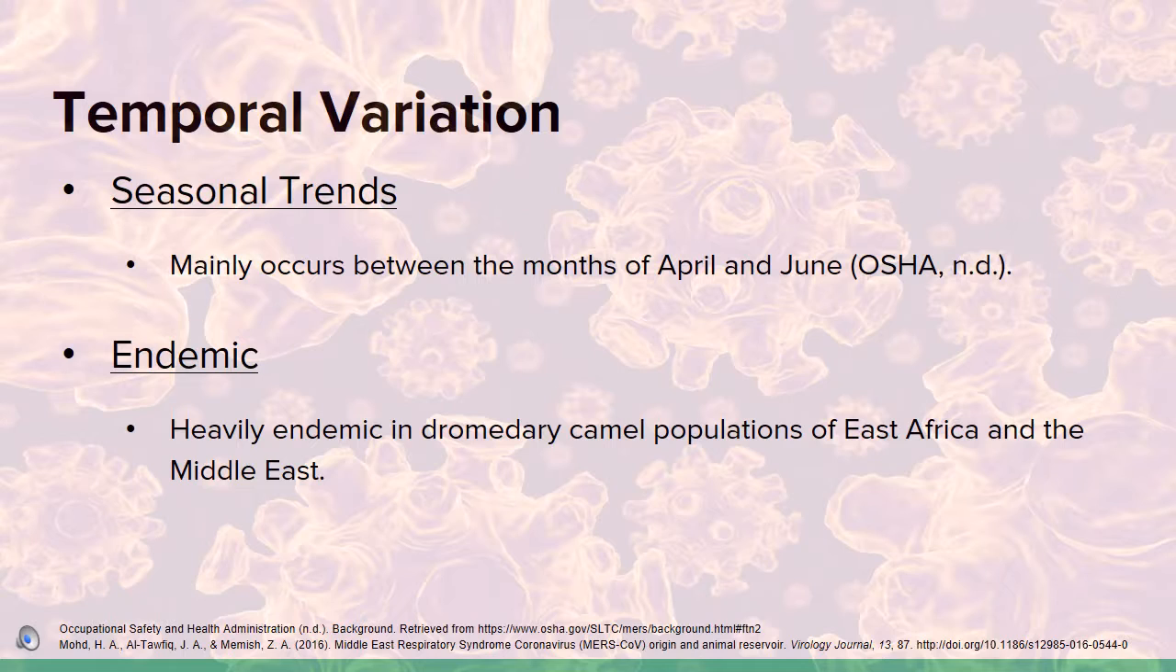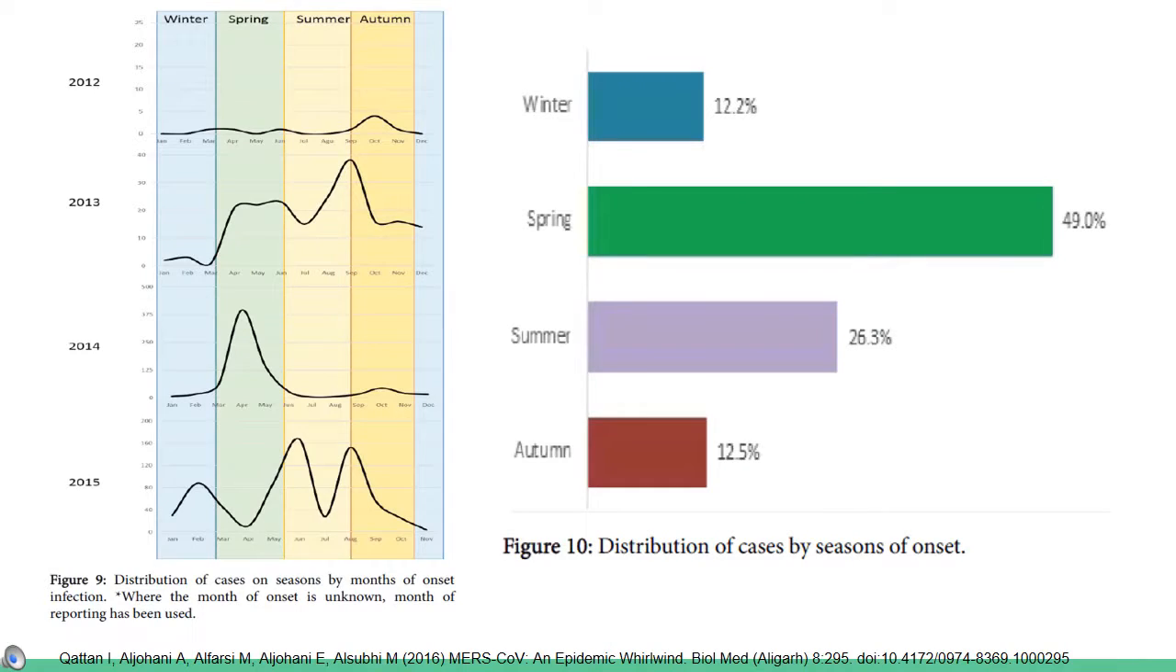Endemic is defined as a disease or condition regularly found among particular people or in a certain area. In this case, MERS-CoV is considered to be heavily endemic in dromedary camel populations of East Africa and the Middle East. The two figures shown showcase in more detail the seasonal trends.